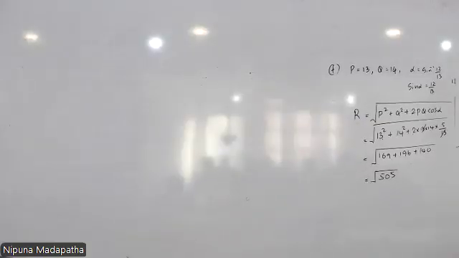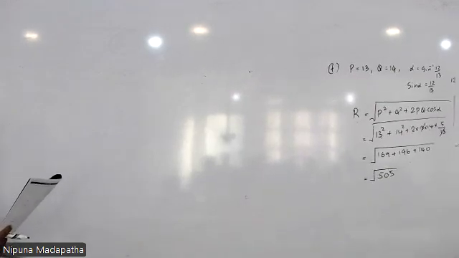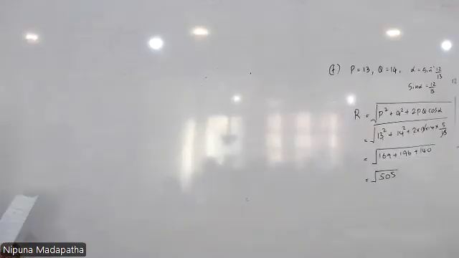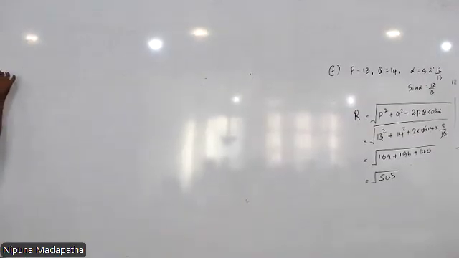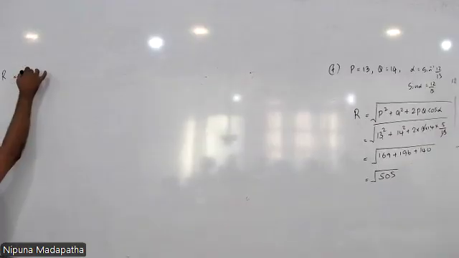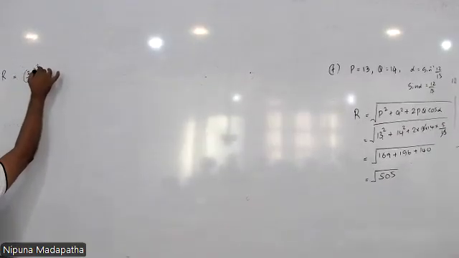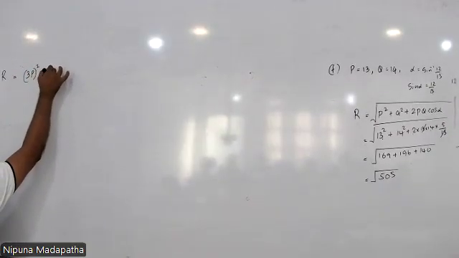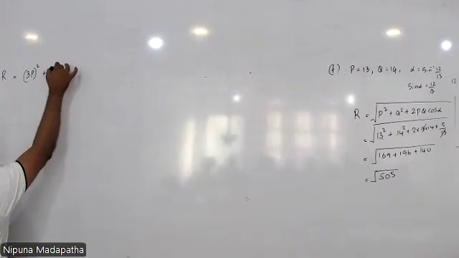3P and 5P are two forces acting on an object at a 60 degree angle to each other. Find the resultant. One force is 3P, the other one is 5P.